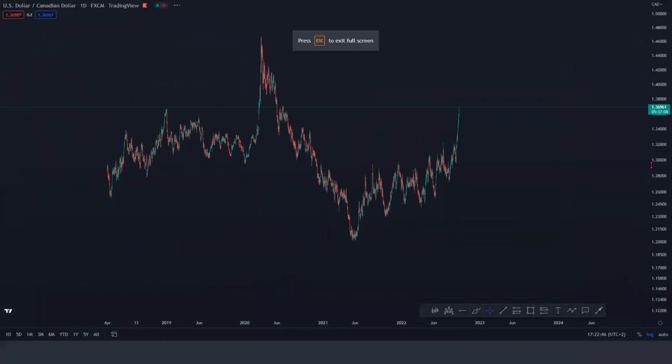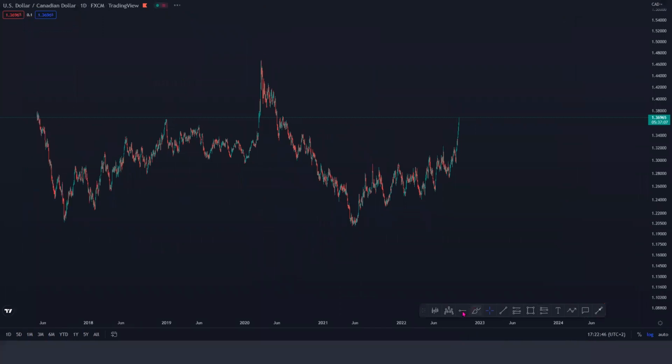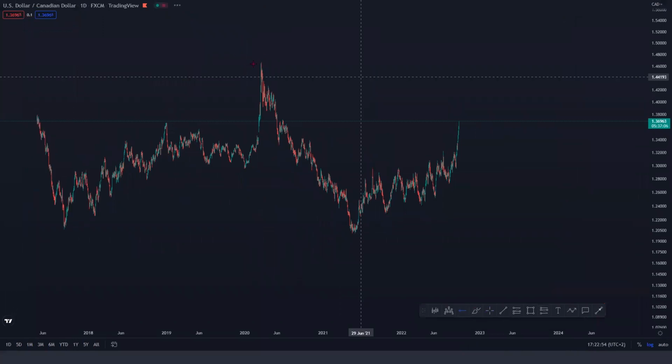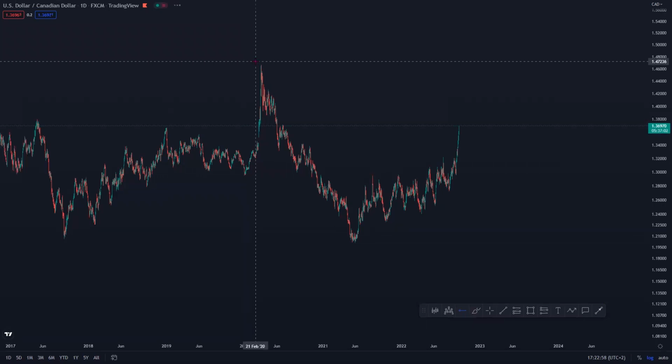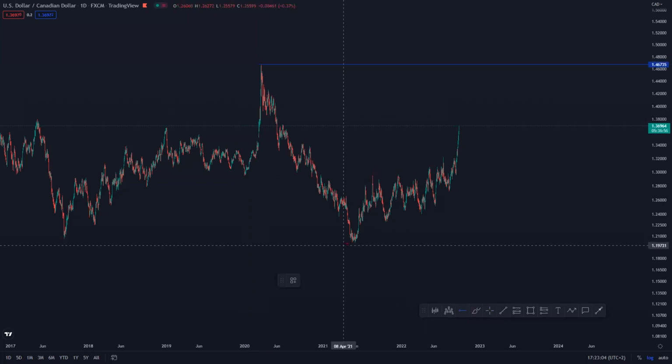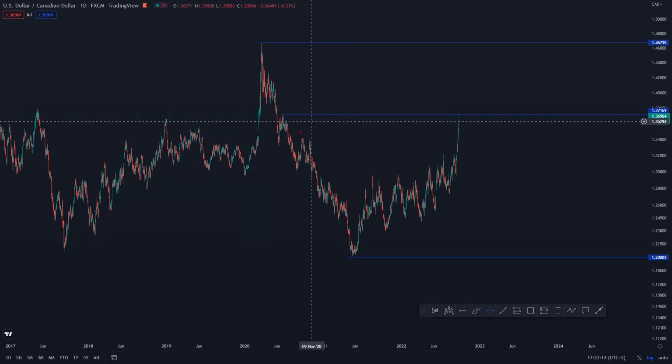So on USDCAD on a daily time frame, what you have to do is mark your highest high, which is this one. You mark your lowest low, which is this one. After you mark your important key levels of the structure, which is this one around here.